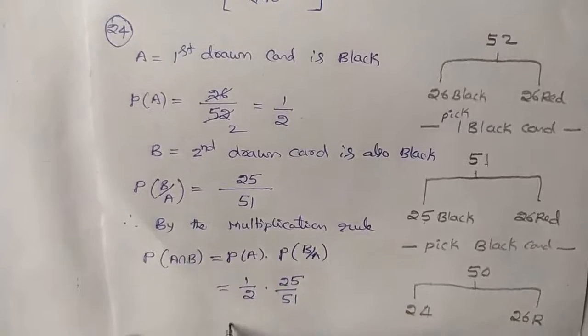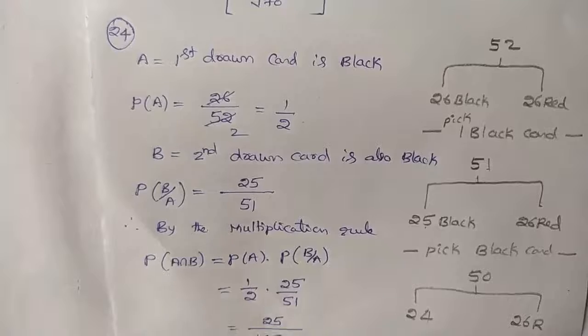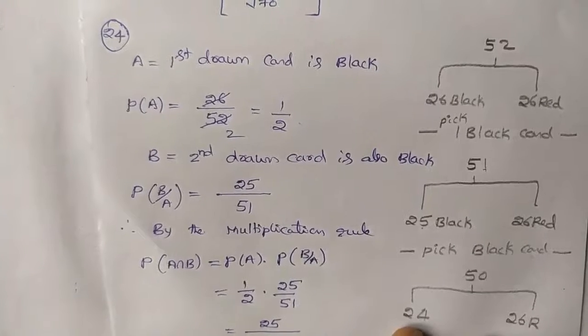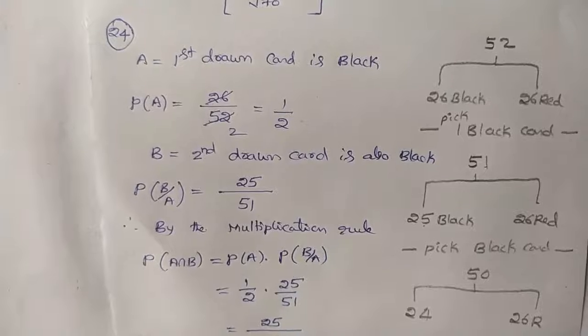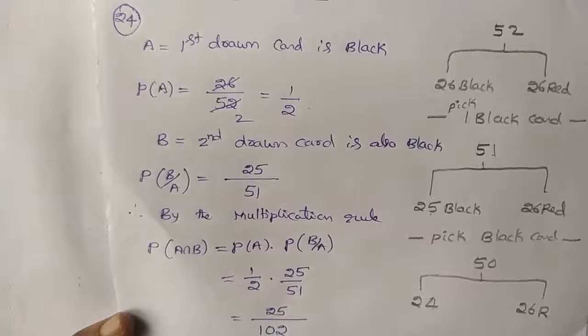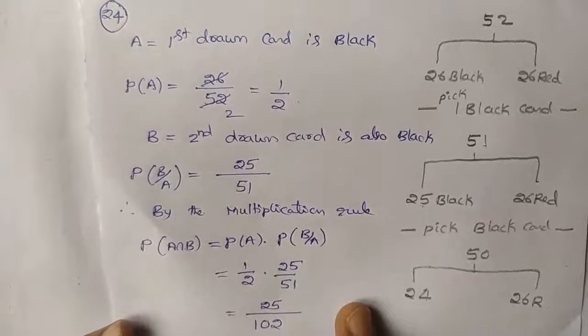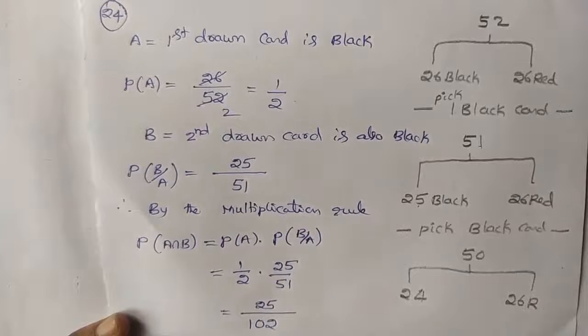25 by 51 is equal to 25 divided by 102. So the probability of getting both the drawn cards is 25 by 102. Okay, understand? Hence these are the 2 marks questions. Now we will move on to the 3 marks questions.